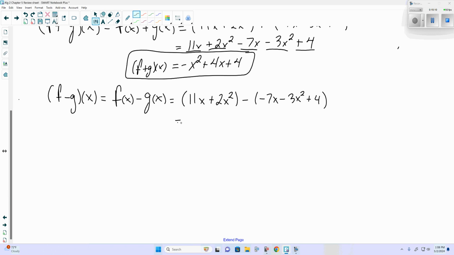Now with our subtraction, the first set of parentheses is going to stay the same. It's just going to be 11x plus 2x squared. Now our second set of parentheses, we're going to have to distribute this negative. So our negative 7x is now going to become positive 7x. Our negative 3x squared is now positive 3x squared. And our positive 4 is now negative 4.